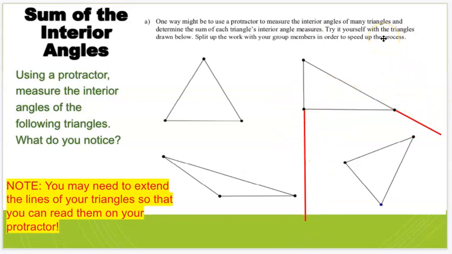Label each one of those angles and then find the sum. So for example, measure each one of these angles and then sum them and see what the interior angles of the following triangles are. Pause the video and then move on.